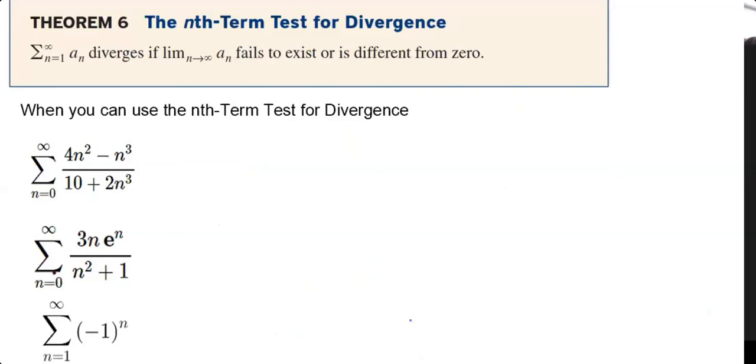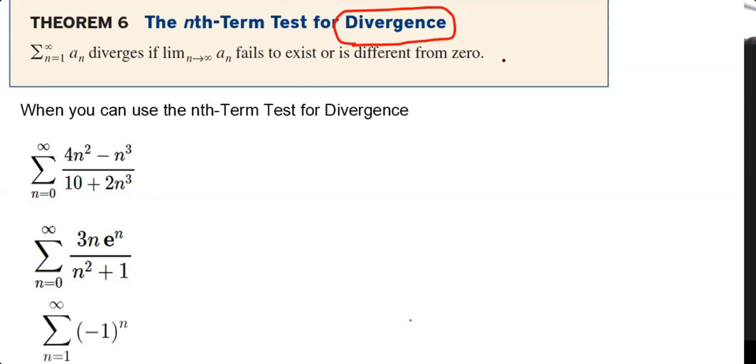This is called the nth term test for divergence. This is what you're going to be tested on a little bit on the AP classroom. Now, this test is only for divergence. Does this theorem state anything about convergence? No, just divergence. So we cannot use this to conclude convergence ever.